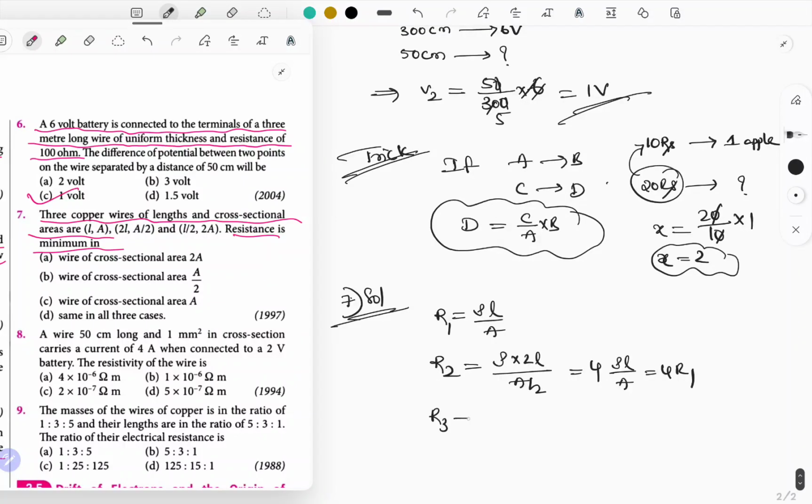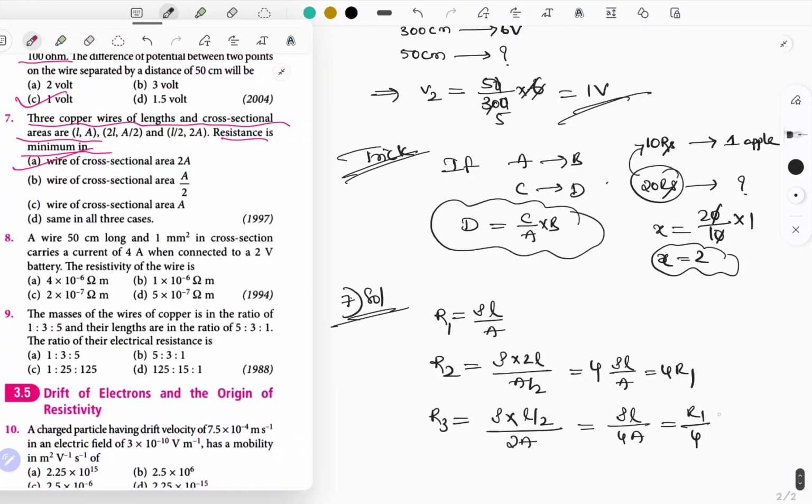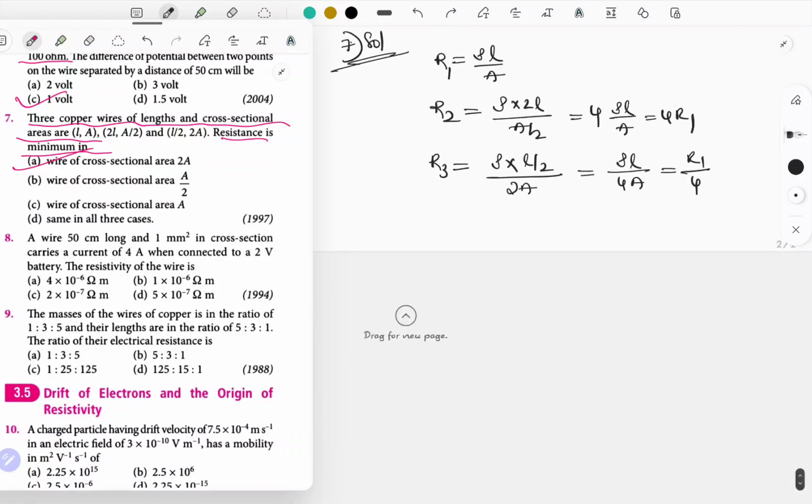Next, R3 is equal to rho into L by 2 divided by 2A, which is equal to rho L by 4A. Rho L by A is replaced with R1 by 4. So the question they're asking, resistance is minimum in which case? I think in the last case. So the area of cross section is 2A, so the resistance is minimum, that is R1 by 4. So here it is. Hope you understood. Okay, so let's move on to the next.